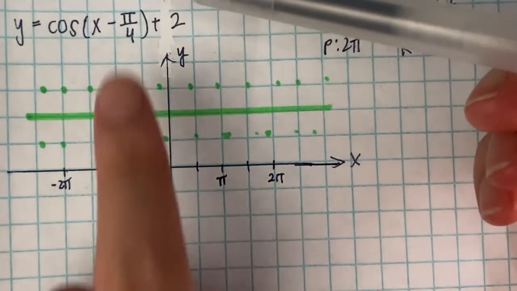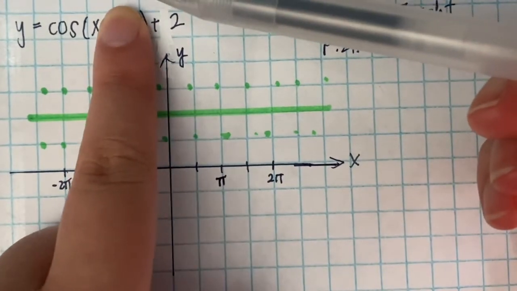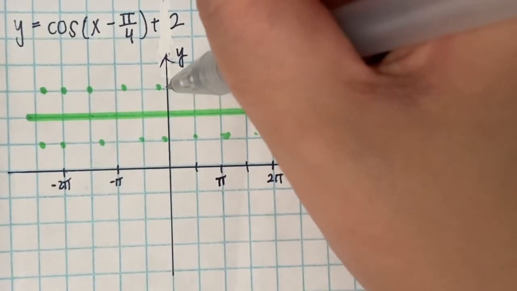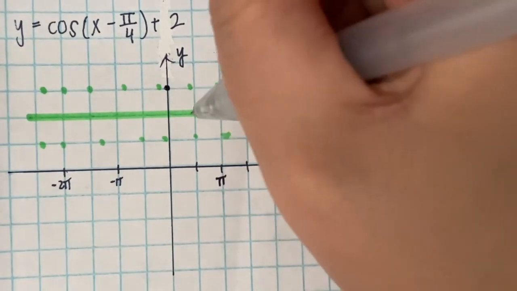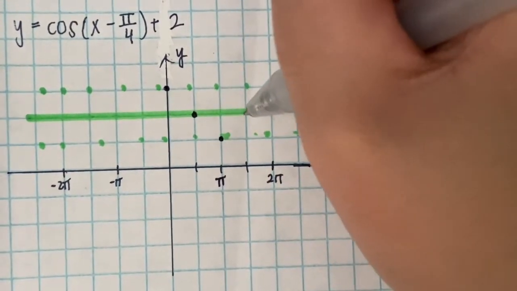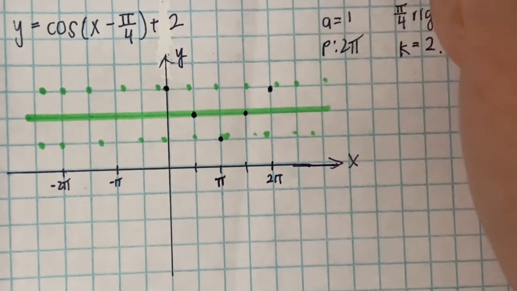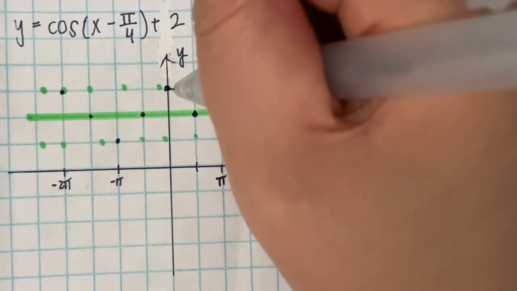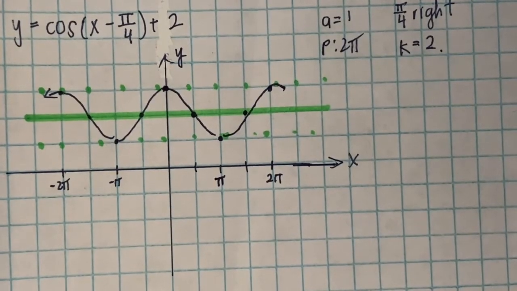So I'm going to first start off by graphing cosine of x plus 2. Cosine has a y-intercept at the maximum. Then it goes down to the midline, down to the minimum, back up to the midline, back up to the maximum. So that is our graph of cosine x plus 2.